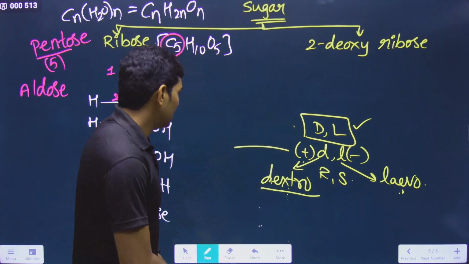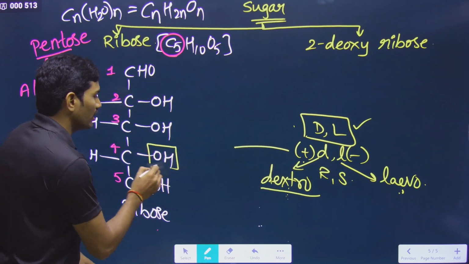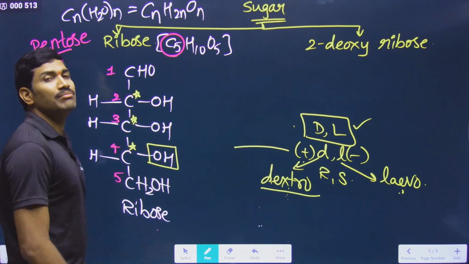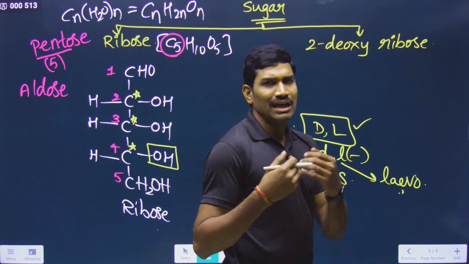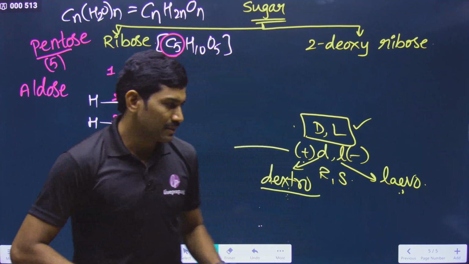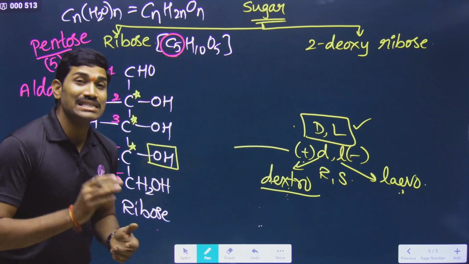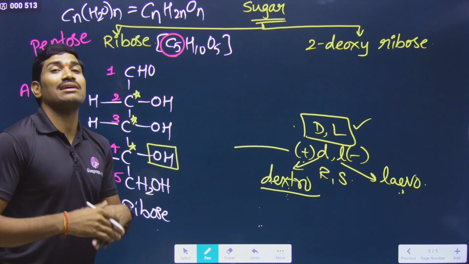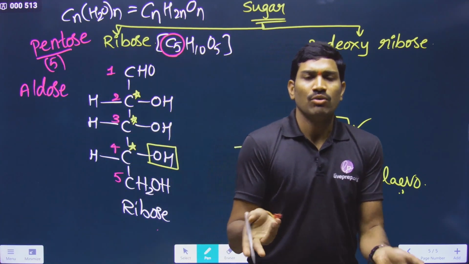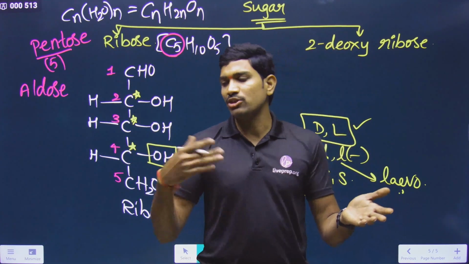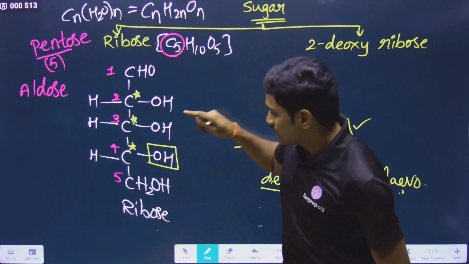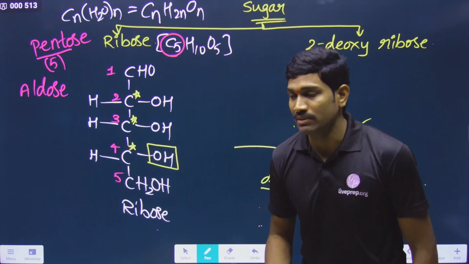For capital D, capital L, we give the label based on the position of the OH group on the last chiral carbon. A chiral carbon is also called an asymmetric carbon. Please remember this. Already we have discussed this in biomolecules, so I am not discussing it once again here. Simply tell me the definition of asymmetric or chiral. What is the meaning of asymmetry? There is no symmetry. What is symmetry? If the same is present on both sides, that is called symmetry. Then what is asymmetry? With respect to carbon, what is an asymmetric carbon?